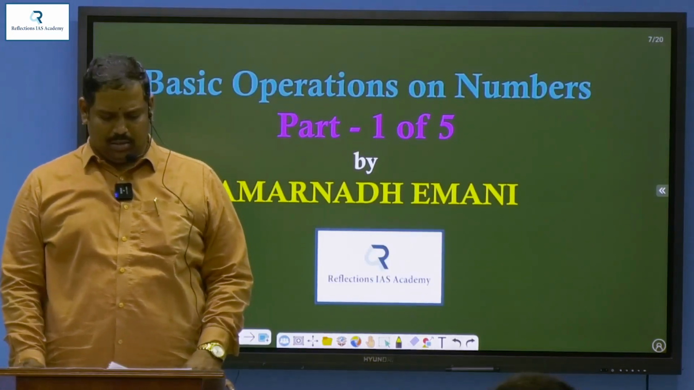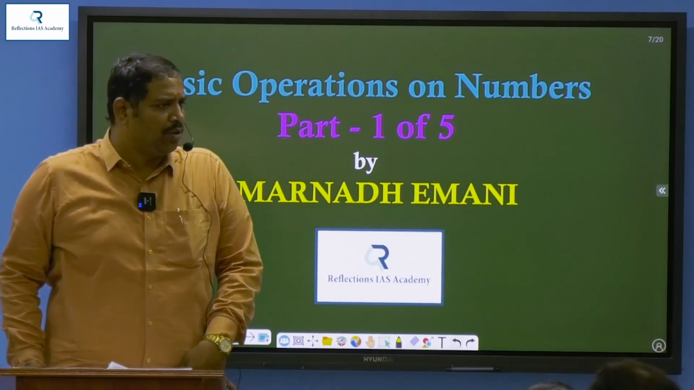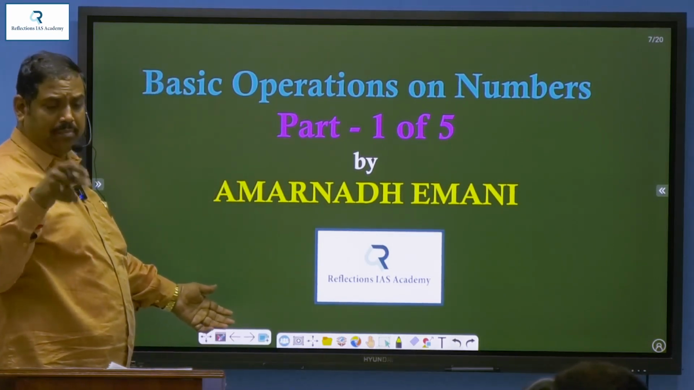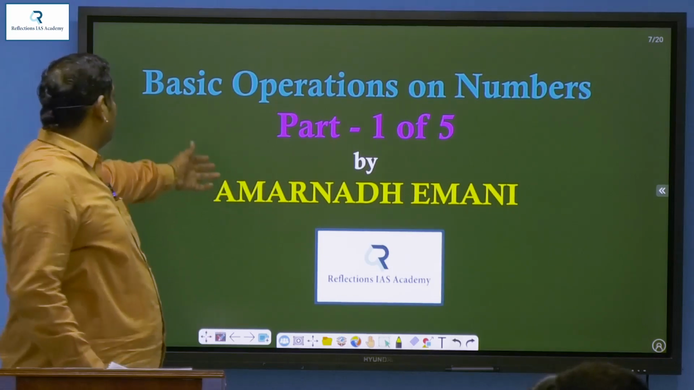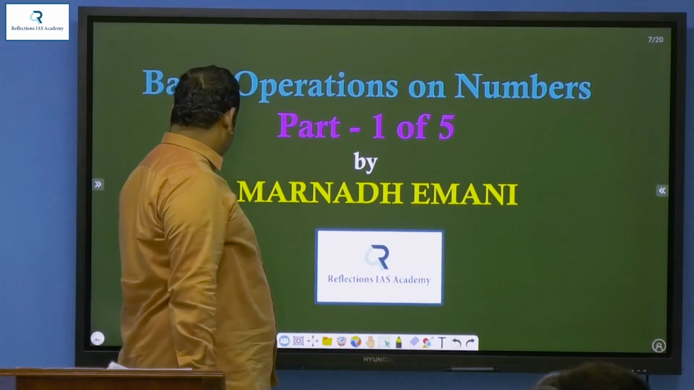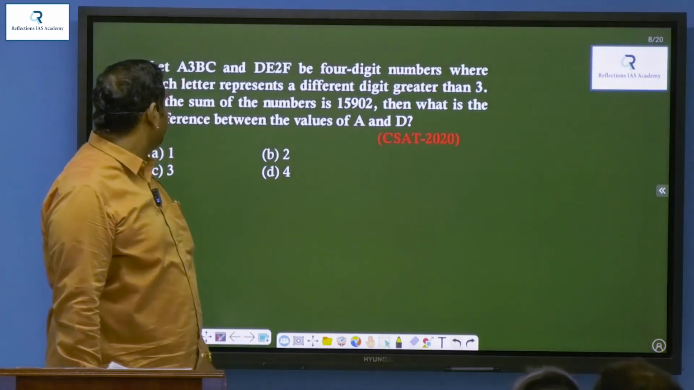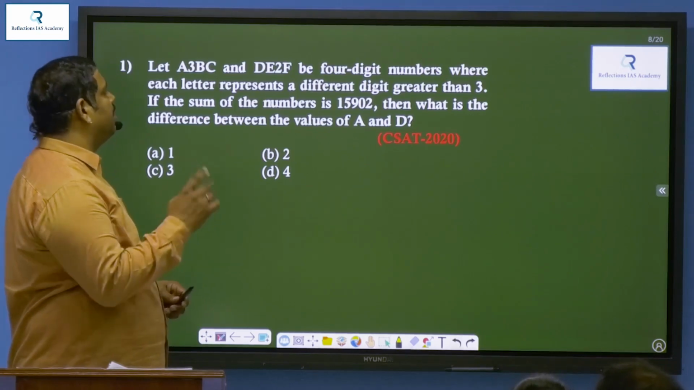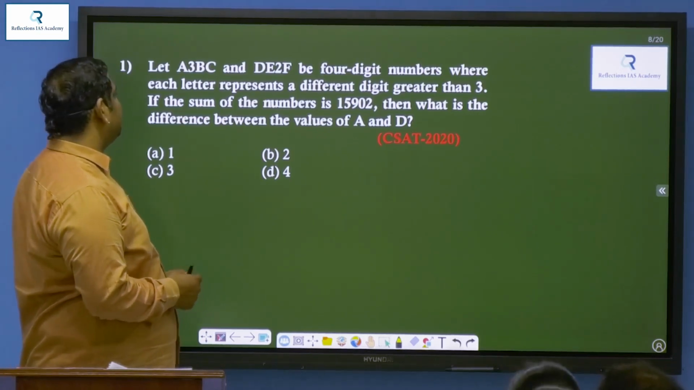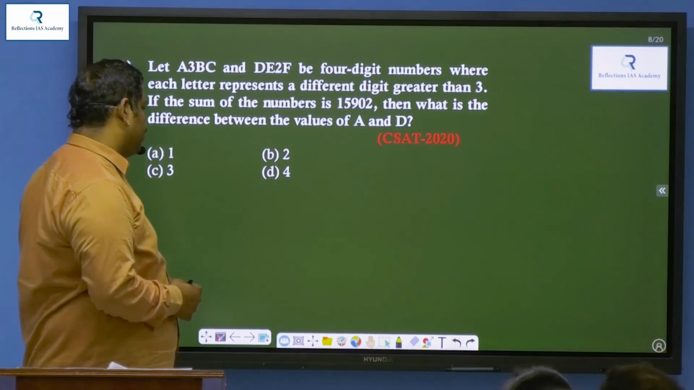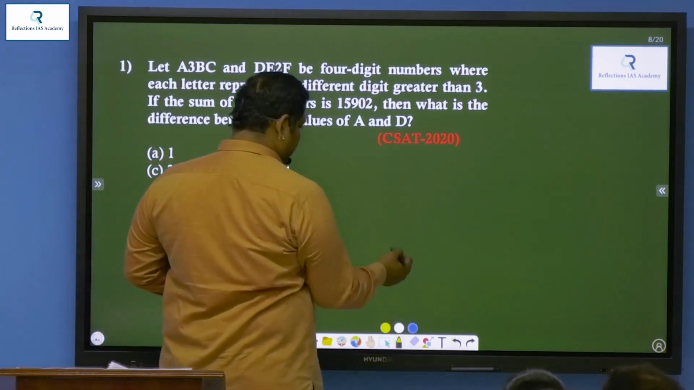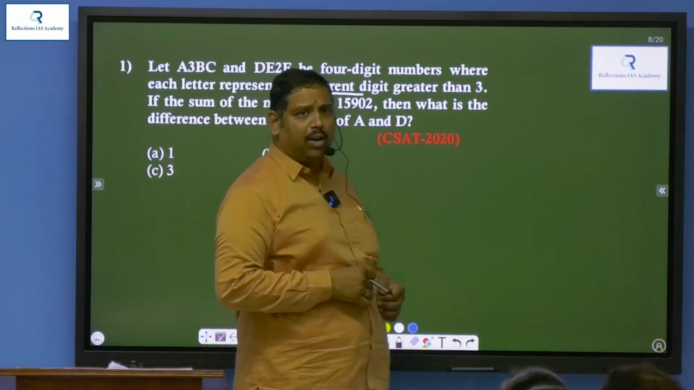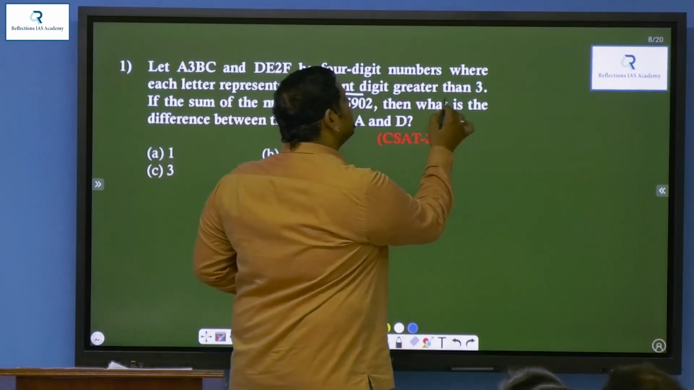While I am explaining, listen carefully. Part 1, by myself, Amarnath. See the first question. A3BC and DE2F are 4-digit numbers where each letter represents a different digit greater than 3. The first point to notice is that all the digits are different, meaning no 2 digits are the same. Right or wrong? And all the digits are greater than 3.